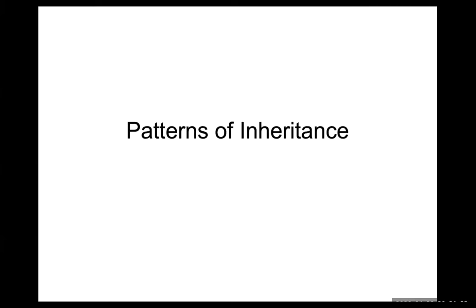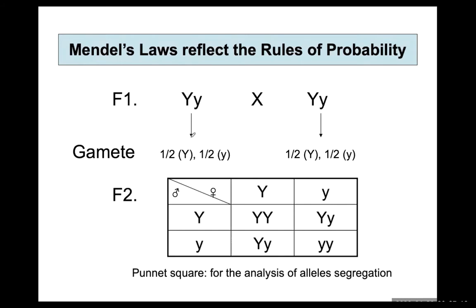Today you will study the second part of patterns of inheritance. Let's look at the rules of probability. Mendel's laws reflect the rules of probability. These allele pairs segregate during gamete formation, right?